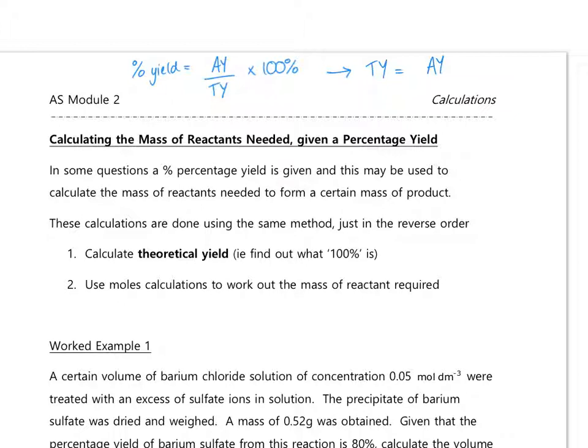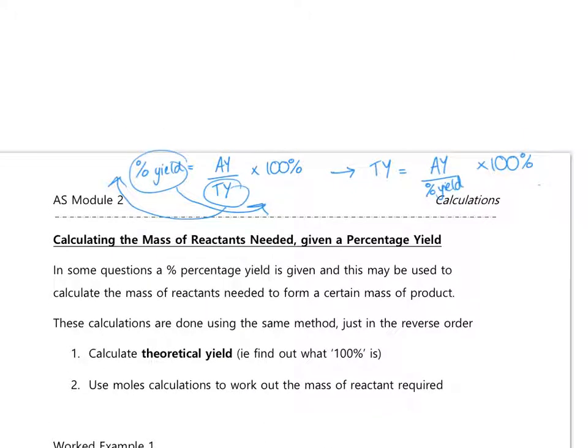Then if I try and move my percentage yield over, so essentially what I've done there is move my theoretical yield over to the top. Percentage yield is on the top here, in other words, multiplying. So it would actually be dividing on the right-hand side. It's going to be actual yield divided by percentage yield. And again, I haven't moved my 100%, so it's just times by 100%. Okay, if you need that explained further, I'll do it up here. So let's do it step by step.